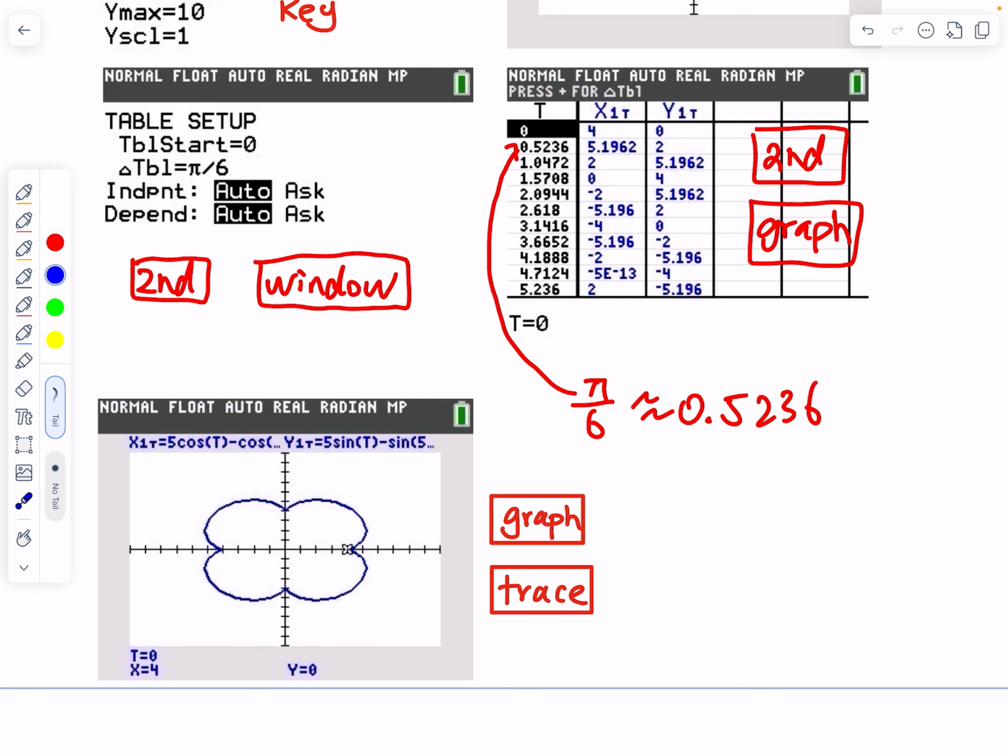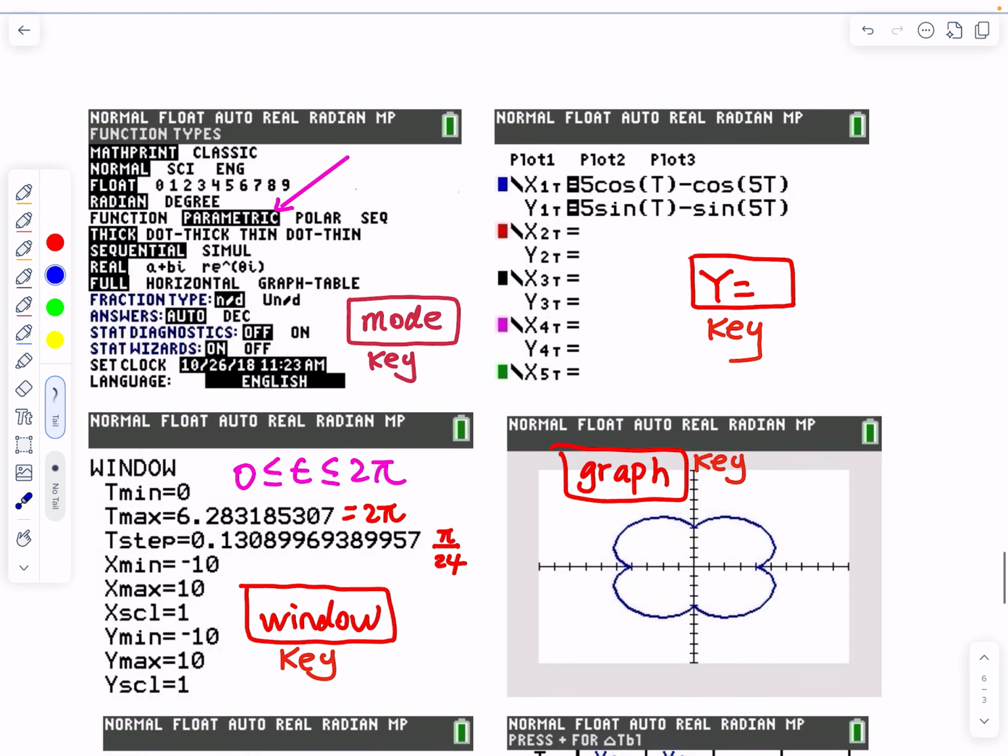Okay, so that is the end of this video. In the next video, I will show how to find the arc length of this curve. So do you see this curve? What is the arc length? What is the total length? I will show you how to find that in the next video.